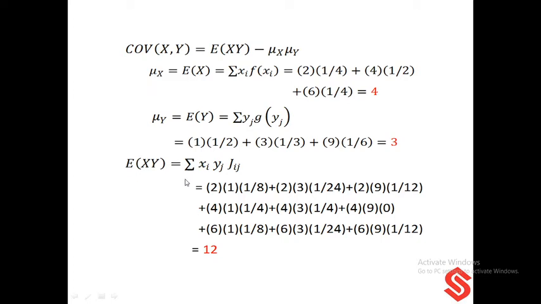Next expectation of xy, it is defined as the summation of xi yj jij, that is x1 y1 j11, x1 y2 j12, x1 y3 j13. Next x2 y1 j21, x2 y2 j22, x2 y3 j23. Next x3 y1 j31, x3 y2 j32, x3 y3 j33. So substitute the values and simplify, you will get 12.